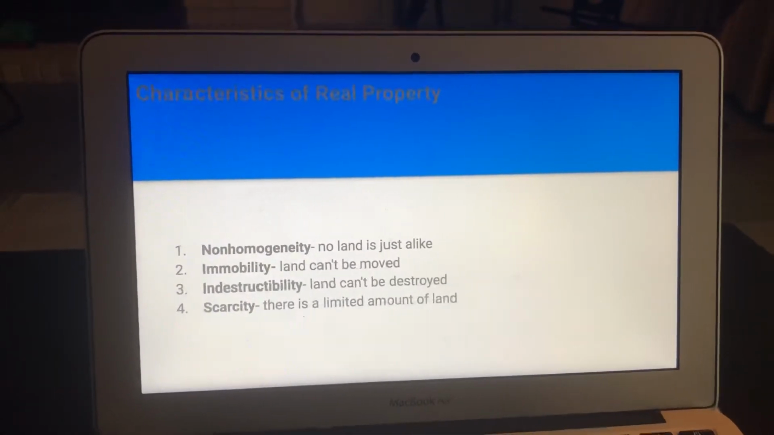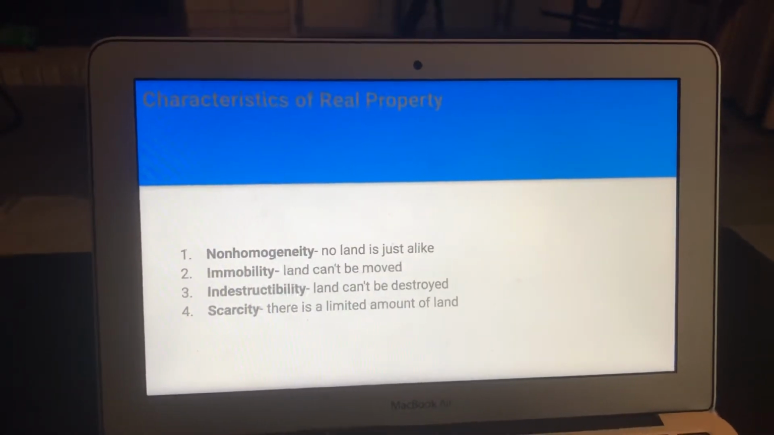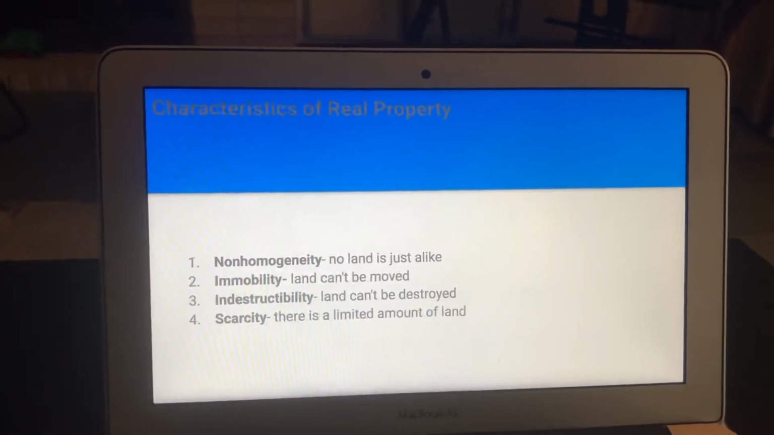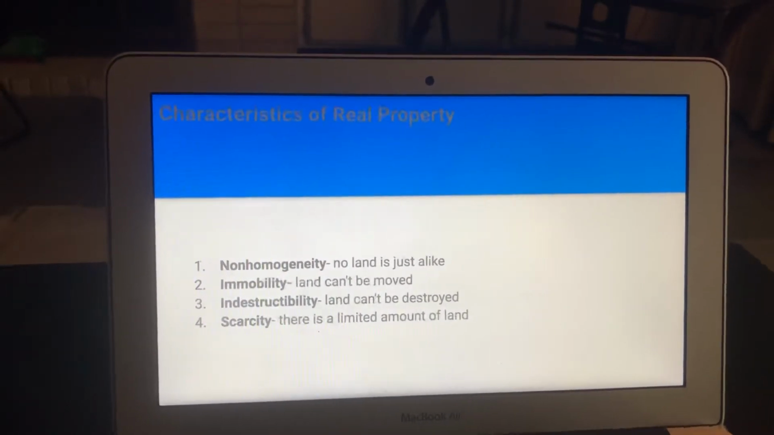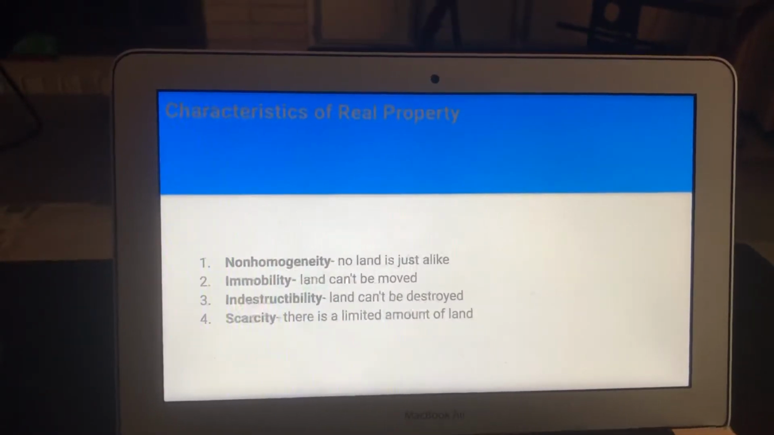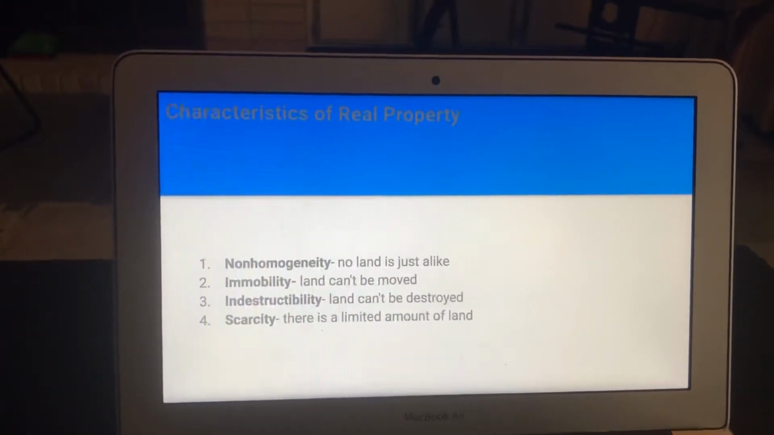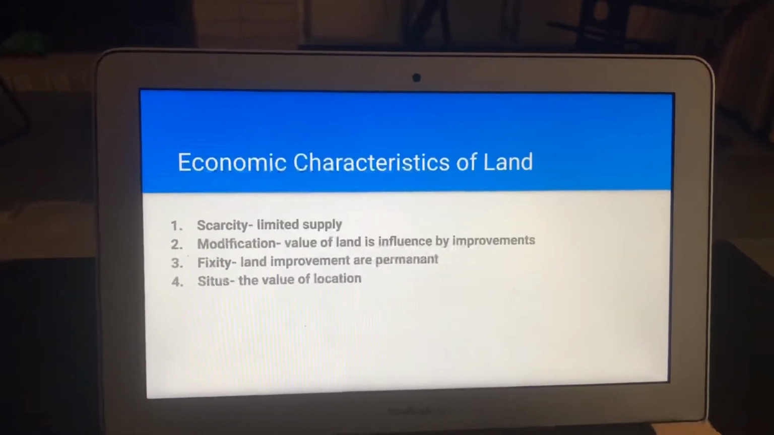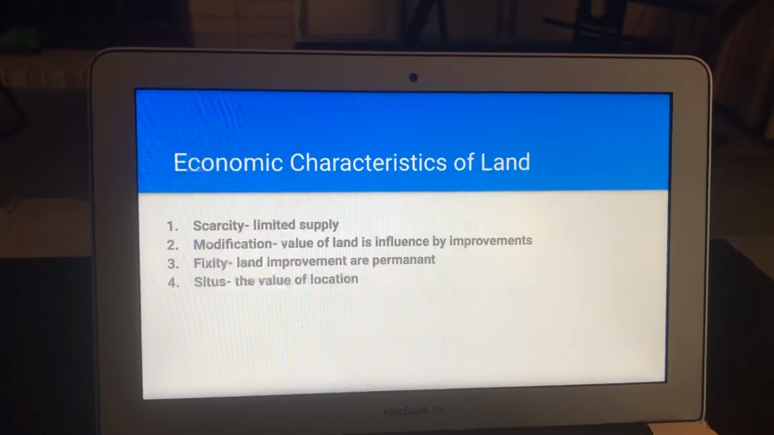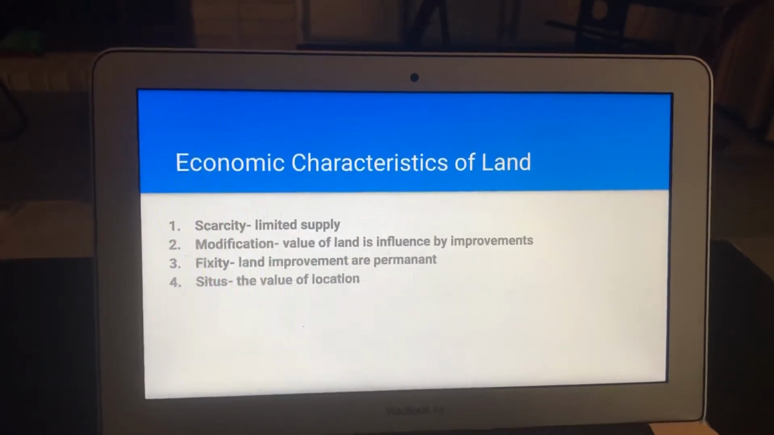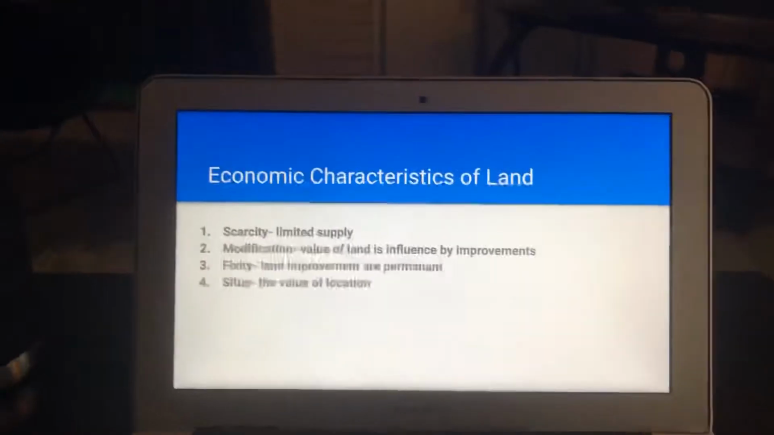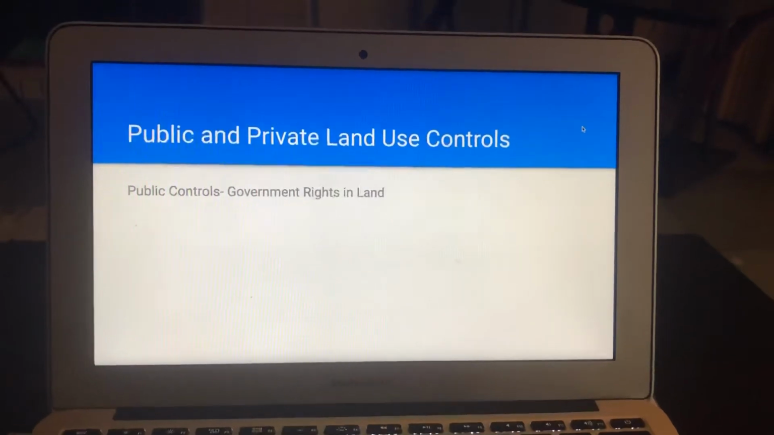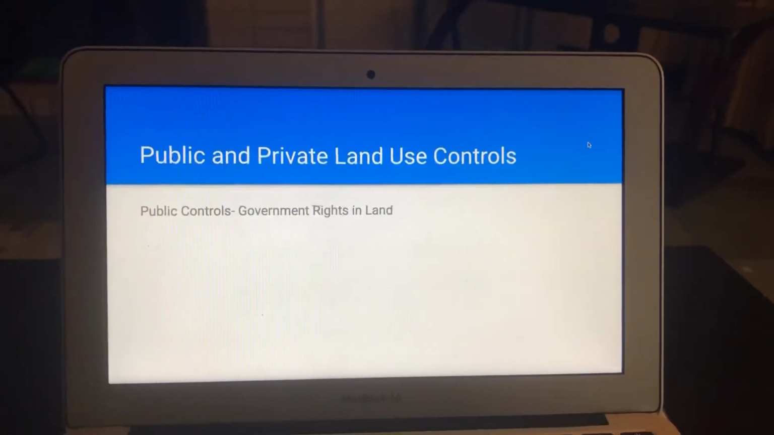All right, so characteristics of real property. There are four characteristics of real property, and we can remember them as SIN or NIS. Let's go with SIN. So scarcity, indestructibility, immobility, and non-homogeneity. Excuse me. The economic characteristics of land are scarcity, modification, fixity, and situs.